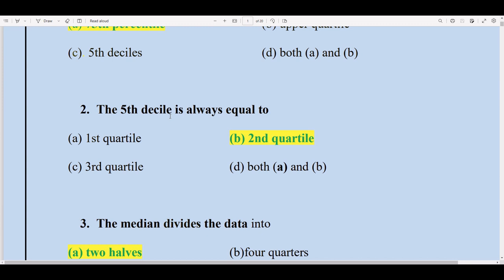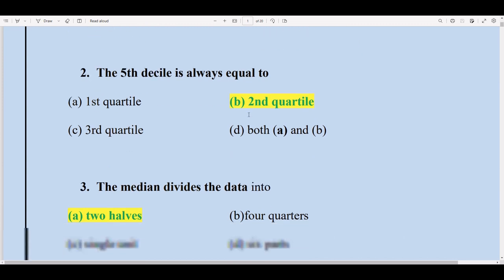So the fifth decile is always equal to the second quartile, because the fifth decile ranges from 41 to 50, which means it divides the data into two equal parts. The second quartile also divides data into two equal parts, and it also constitutes from 26 to 50, meaning 50 observations if the total number of observations is 100. So the fifth decile is always equal to the second quartile.